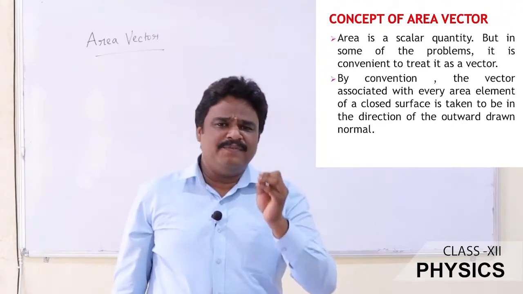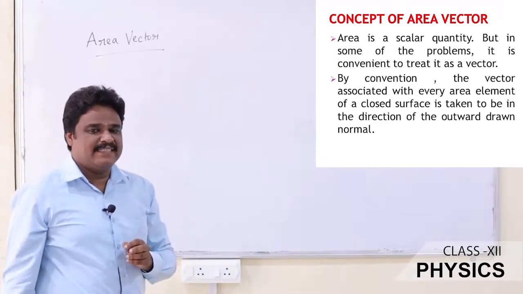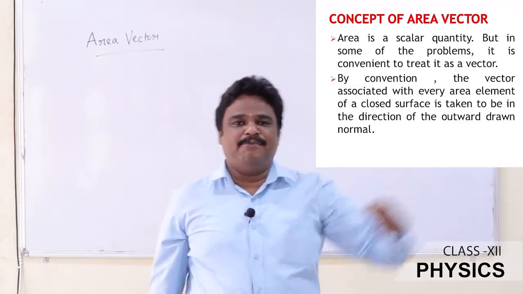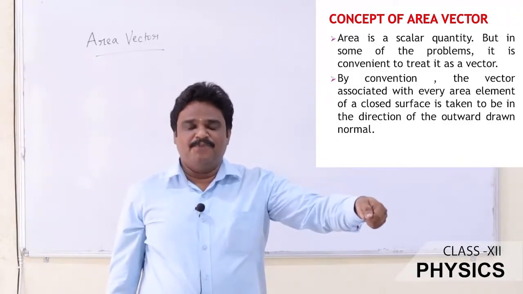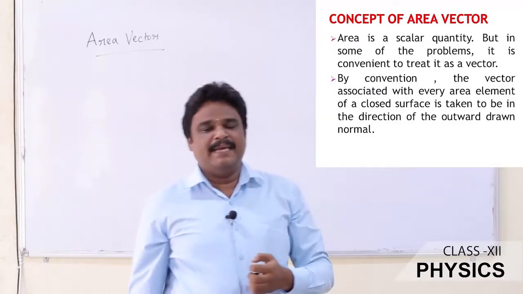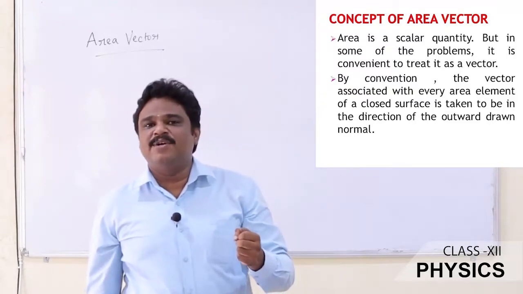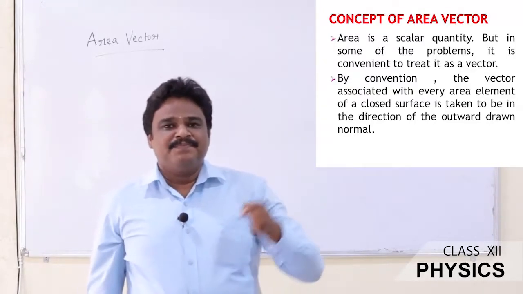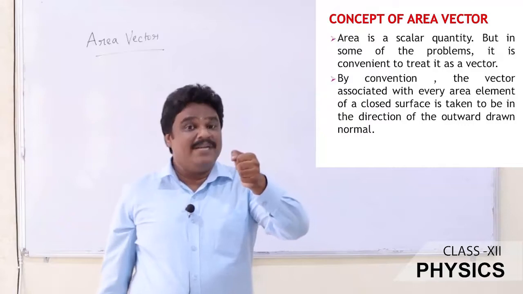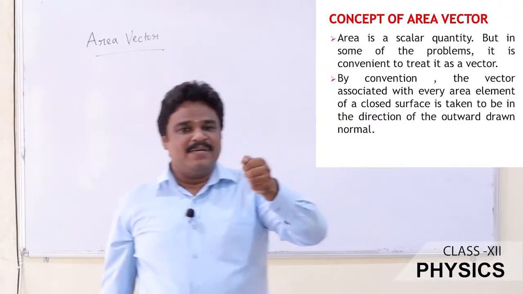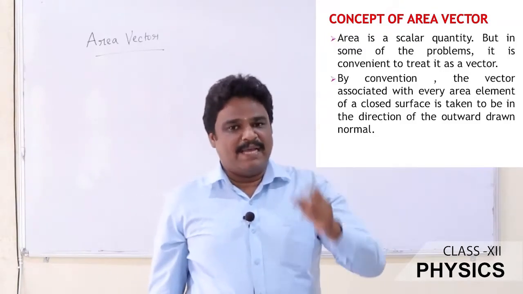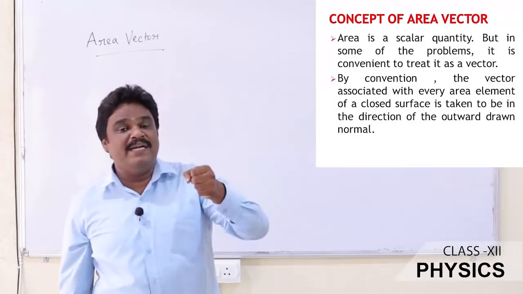Now, we can assume a very simple example. What is the need for associating a vector with an area? Let us suppose that I am holding a ring in a stream of water, and my aim is to determine the amount of water flowing through the ring. Naturally, we know the amount of water flowing through the ring depends on the way in which we are holding the ring. So the amount of water will depend upon how I am holding the ring.